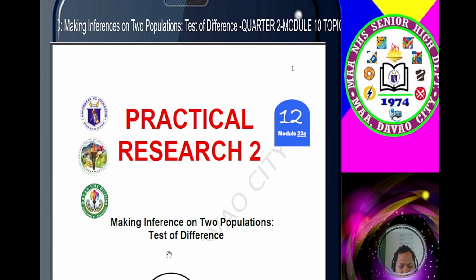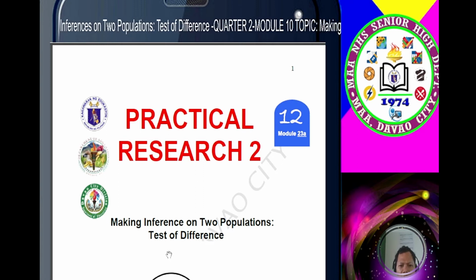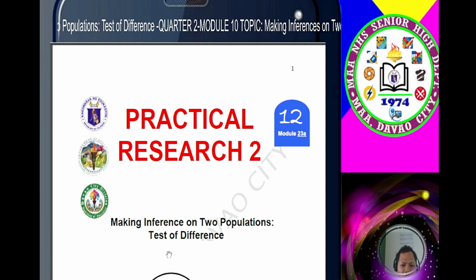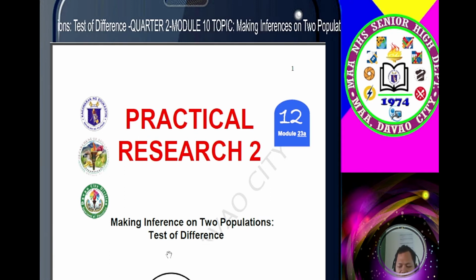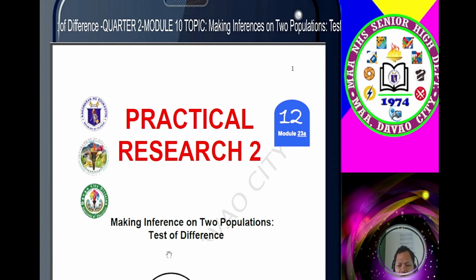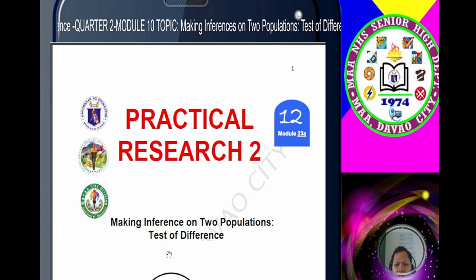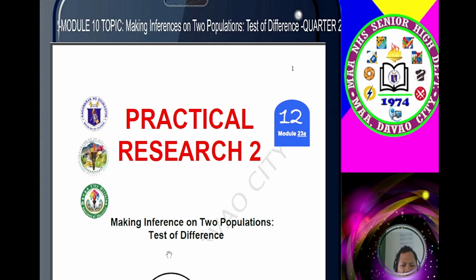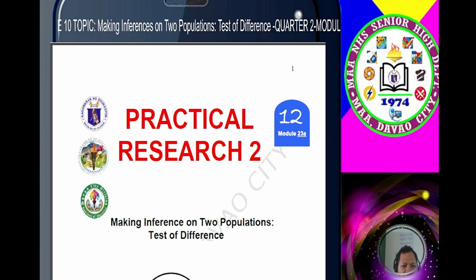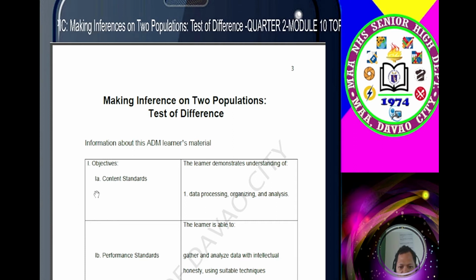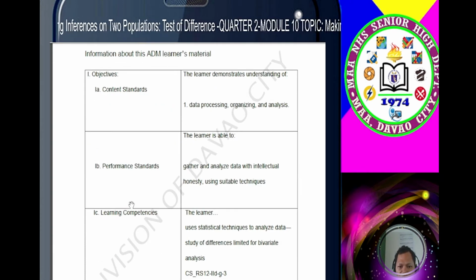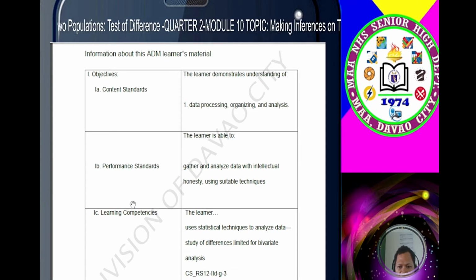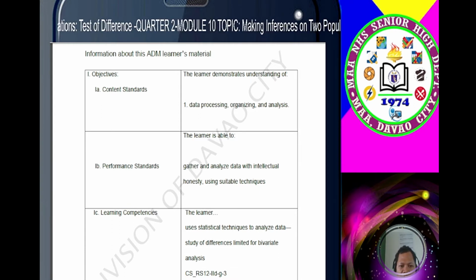Today we will tackle making inference on two populations, which is about the test of difference. In this module, we will discuss the two types of t-test, which are the t-test for independent samples and the t-test for dependent samples. Our learning competency in this module is to use statistical techniques to analyze data, which is about the study of differences, limited to bivariate analysis.